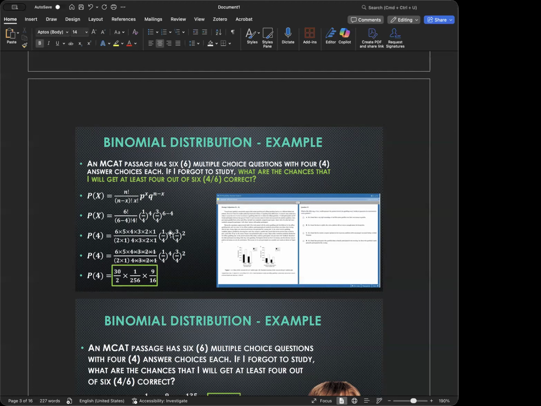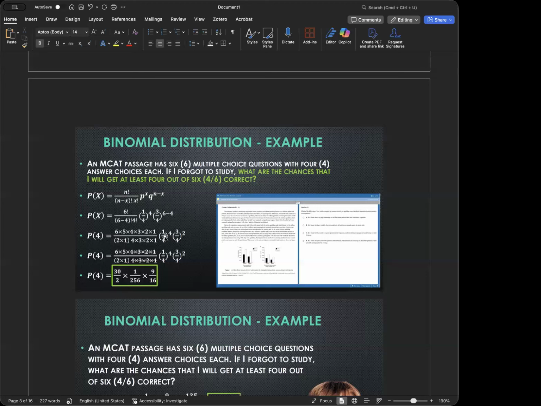And then with these ones, we're just going to get our calculators out for it. So we have 1/4 to the fourth and 3/4 to the second. So 1/4 is I have a 1 in 4 chance of getting the question right, and 3/4 is I have a 3 in 4 chance of getting the question wrong. And I want to know the likelihood of me getting it right 4 times.